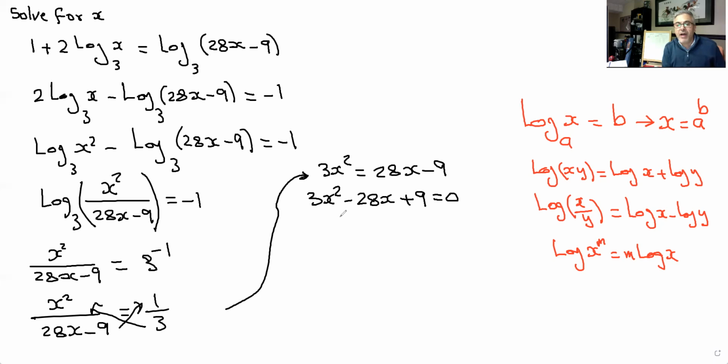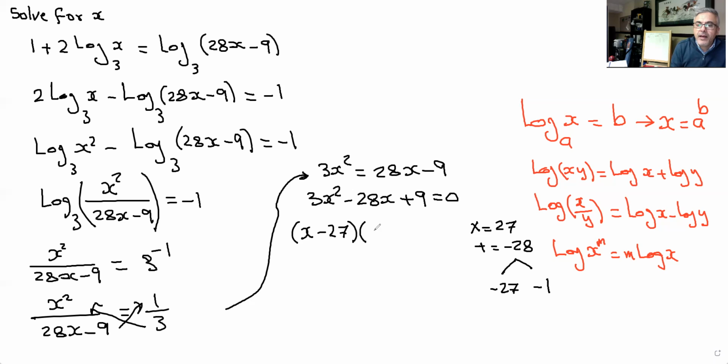So therefore I have to factor this using my method. I'm looking for two numbers that multiply to give me 27 and add to give me negative 28. I get the 27 by multiplying the 3 into 9, and the negative 28 is the coefficient of x. These two numbers will be negative 27 and negative 1. And therefore, I'm going to factor this into (x minus 27)(x minus 1) equals 0.